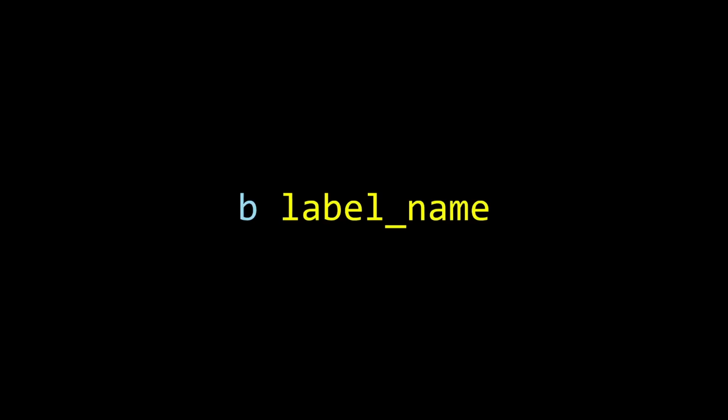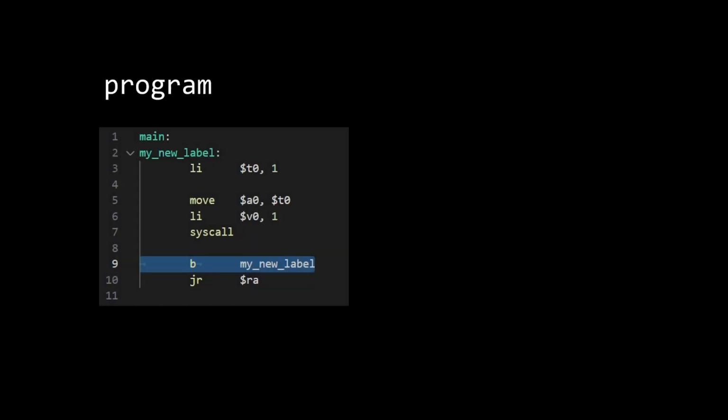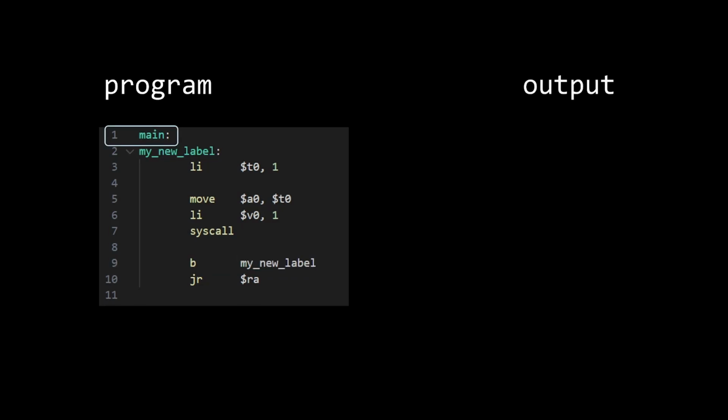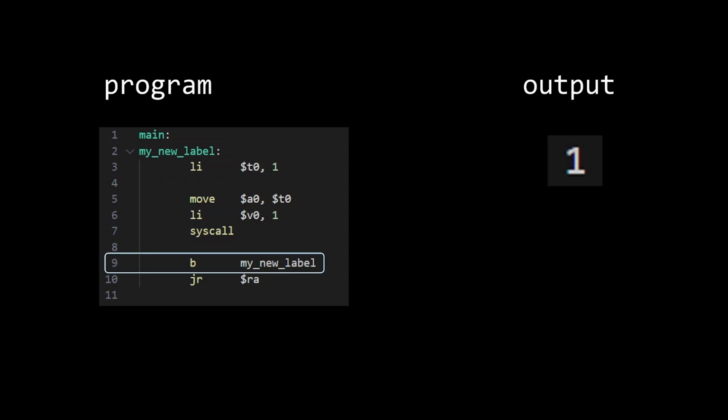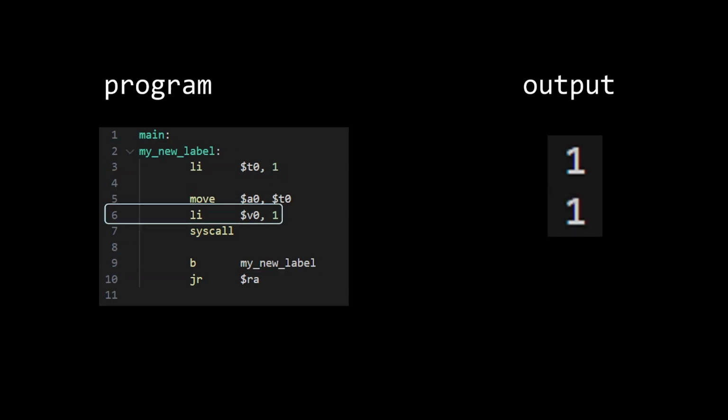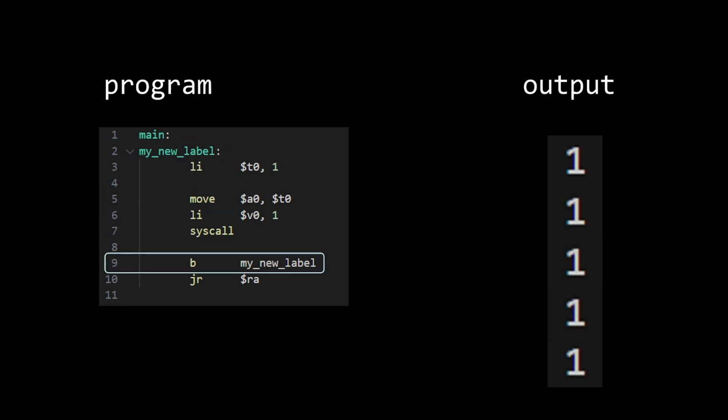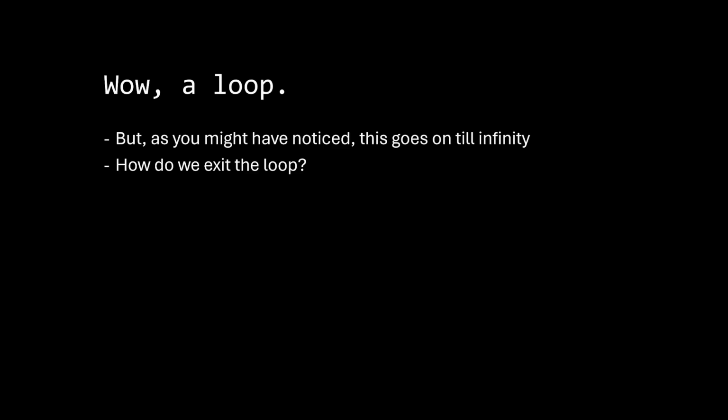To use a label, we can incorporate the branch command. When the code gets to line 9, it branches back up to my new label. So when the code runs, it loads in 1 to $t0, prints it out, branches up to the label, and it repeats this again and again. While this is a loop in essence, it does have the problem of never ending.